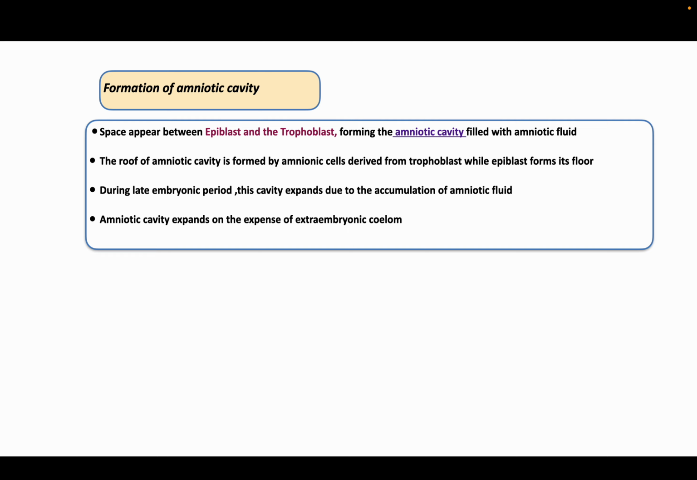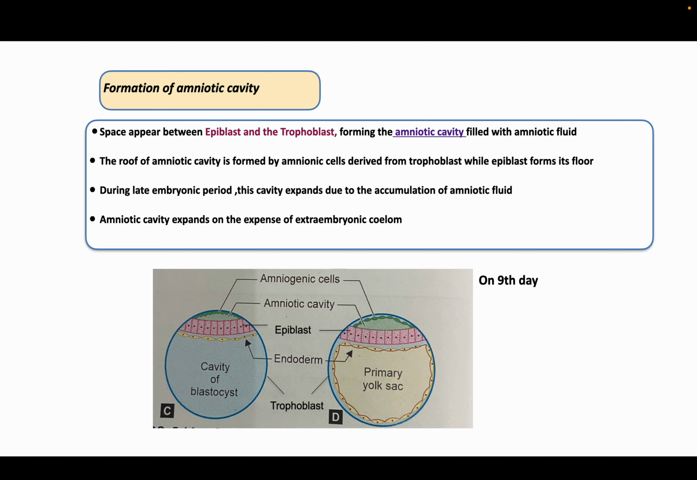Now coming to the formation of the amniotic cavity, the space appears between the epiblast and the trophoblast, forming the amniotic cavity filled with amniotic fluid. The roof of the amniotic cavity is formed by the amniogenic cells which are derived from the trophoblast, while the epiblast forms its floor. So this is the amniotic cavity. Now during the late embryonic period, this cavity expands due to the accumulation of the amniotic fluid. Now the amniotic cavity expands at the expense of the extraembryonic coelom.